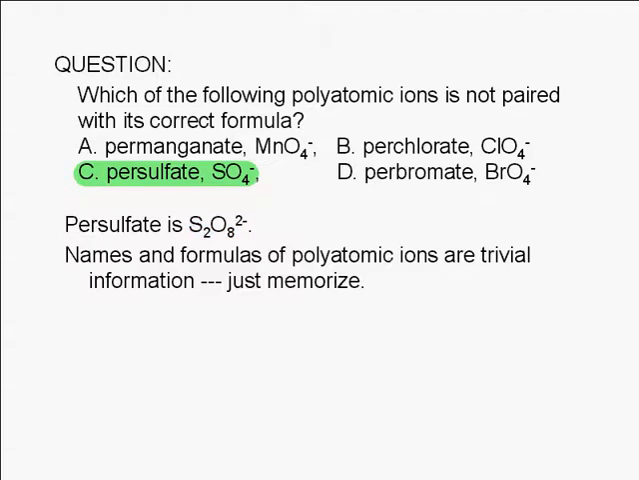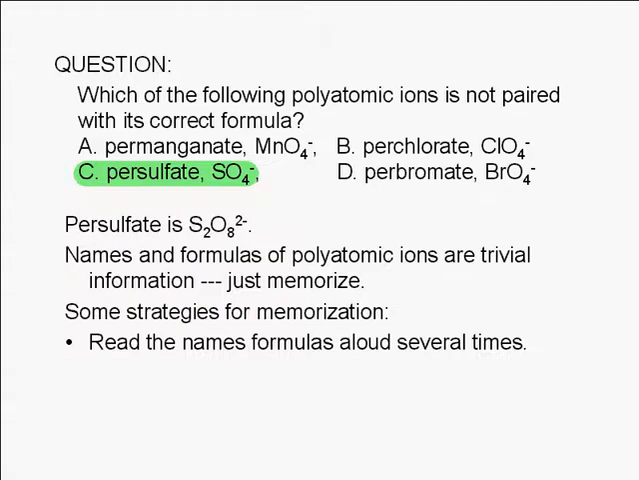Names and formulas of polyatomic ions are trivial information. In other words, you just need to memorize them as part of the basic vocabulary of chemistry. Whether or not your teacher requires you to memorize them, it's a good idea to just memorize them. Here are some strategies that you can use for memorization.